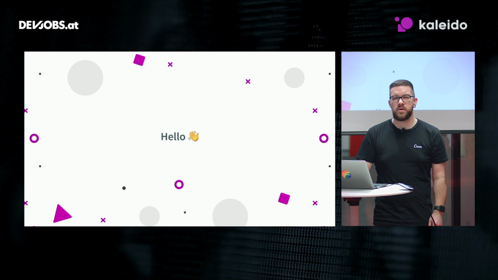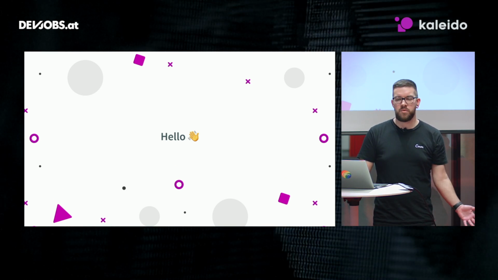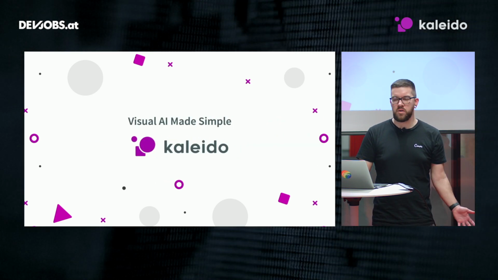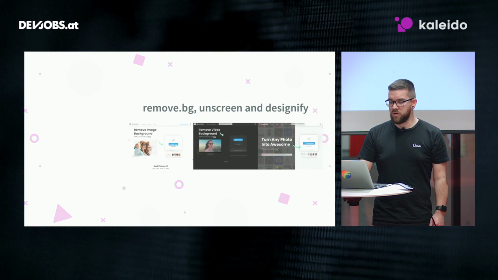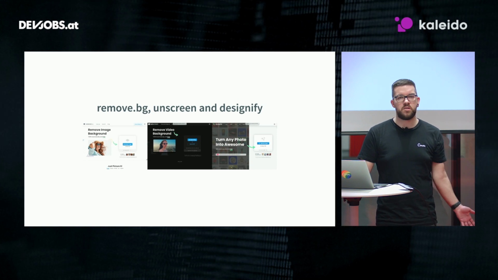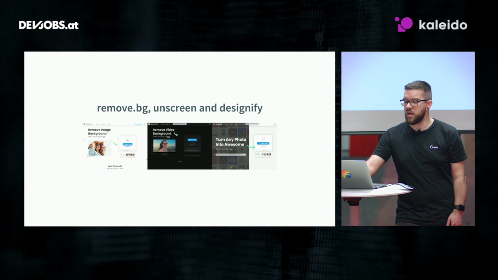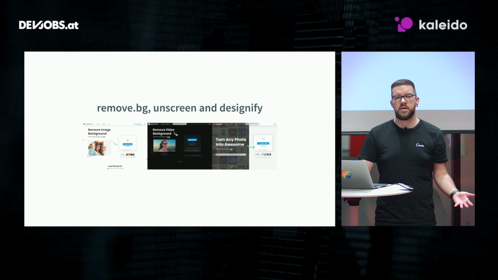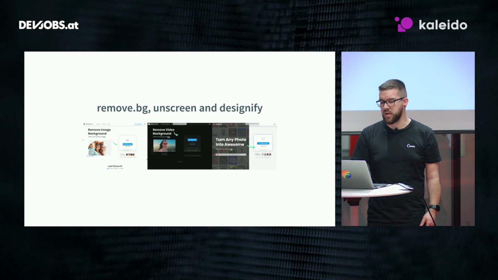I'm a lead developer at Kaleido AI, a visual AI company based in Vienna. We are part of the Canva family. And our mission statement at Kaleido is to make visual AI simple and easy to use for everybody. We currently have 3 services: Remove BG for removing backgrounds from images, Unscreen, which does the same for videos, and our newest product called Designify, which takes this whole thing to the next level, where you can automate design creation based on multiple AIs.